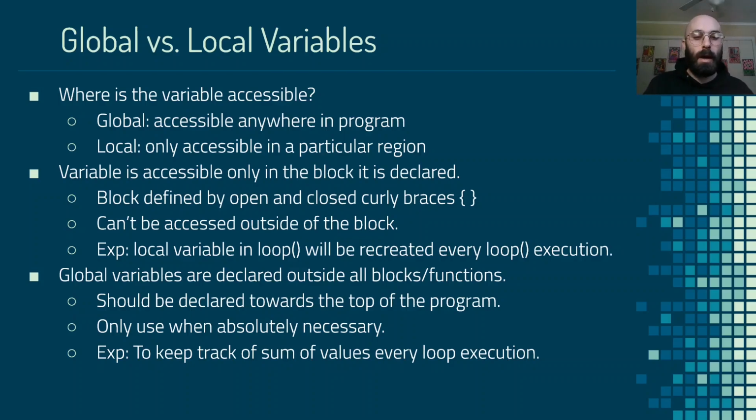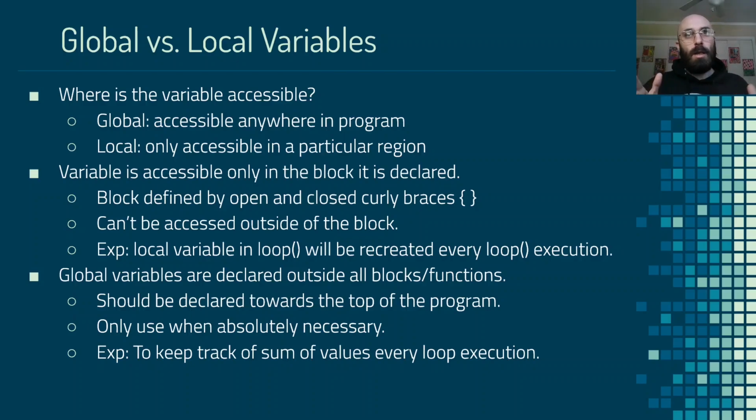An example of that would be if a variable is defined inside of loop, it doesn't continue to exist across the various loop iterations, because loop is something that runs repeatedly. It runs top to bottom and then it starts back again. So if something is declared inside of loop, it's going to be redeclared every time loop is executed.